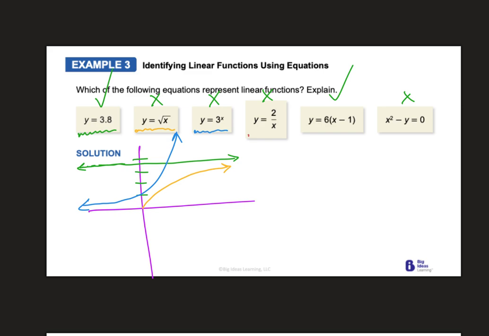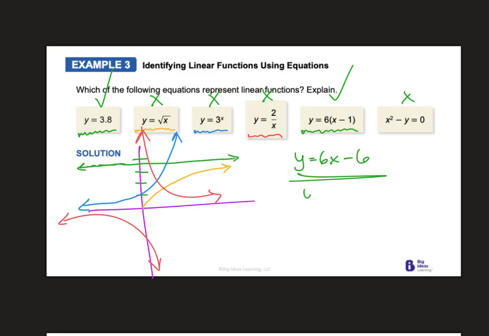This next one right here, 2 over x, is going to kind of look like this. I didn't make that perfect, but it is very clearly not linear. This one right here is super linear. In fact, if you distribute that 6, not only is it linear, that's slope-intercept form. y equals mx plus b, where our slope is 6. Our y-intercept is -6. We could easily graph that.